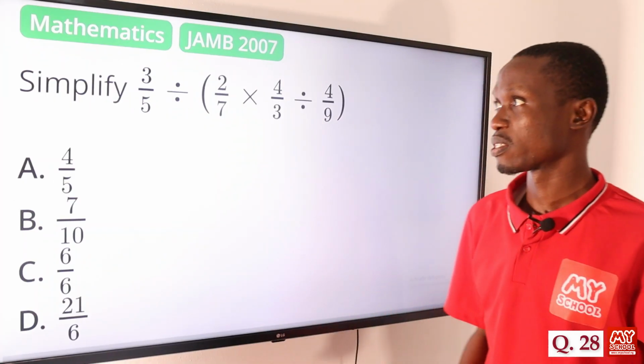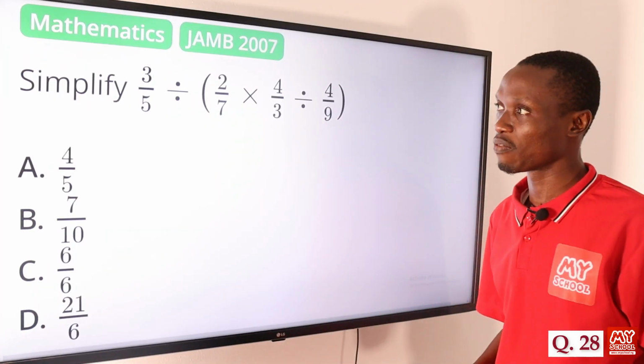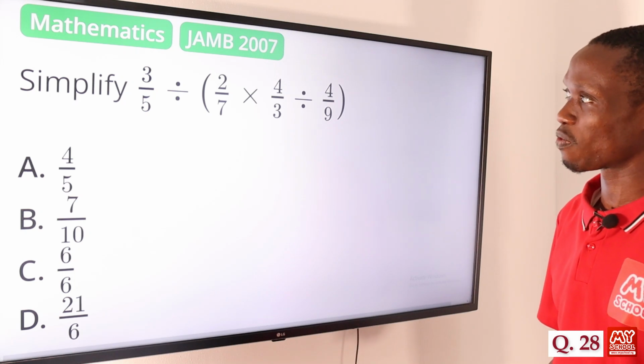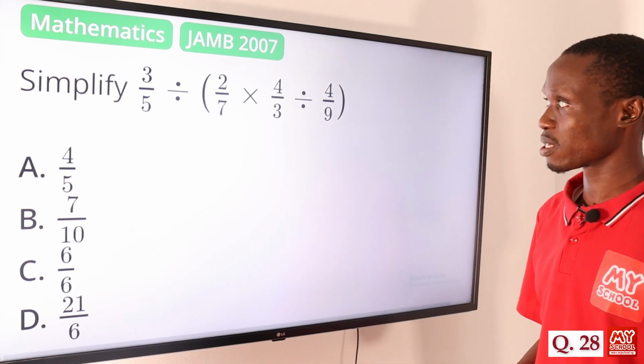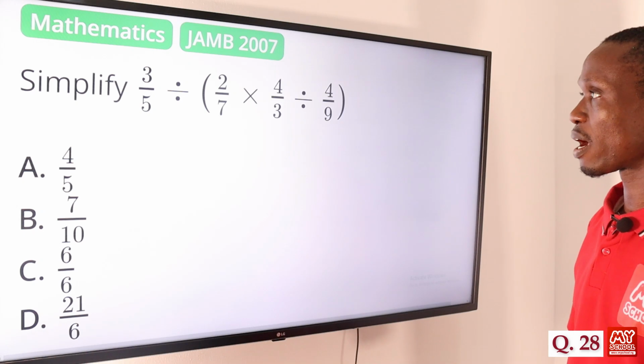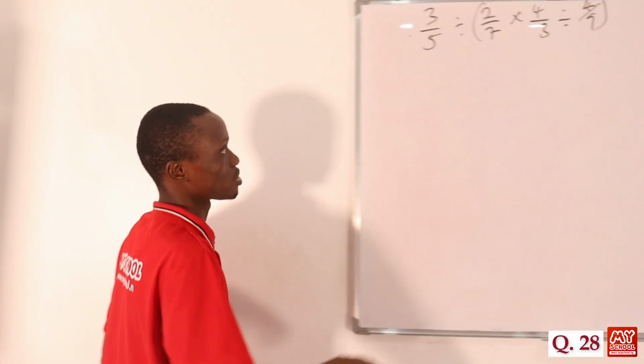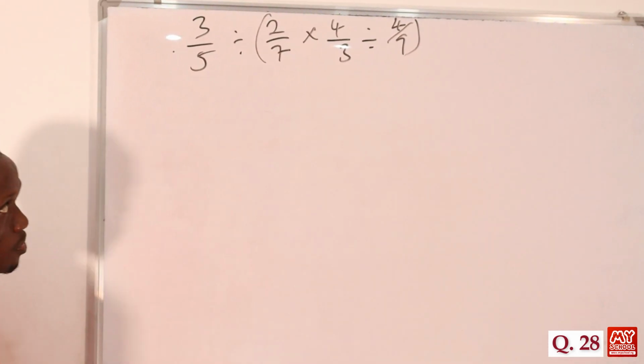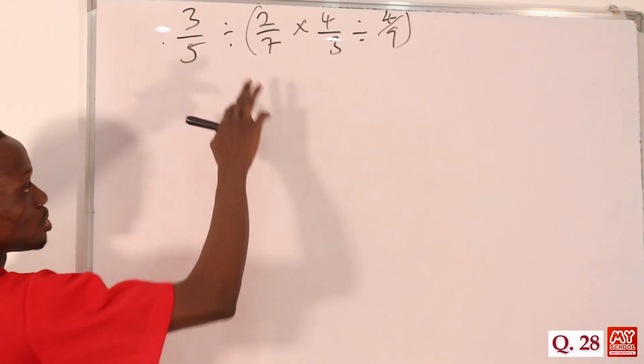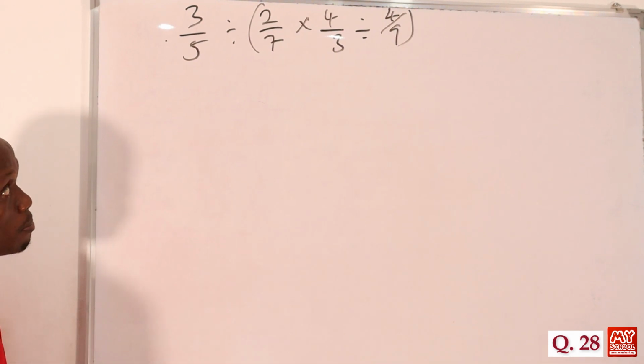Question 28. Simplify 3 over 5 divided by, bracket open, 2 over 7 times 4 over 3 divided by 4 over 9, bracket close. So let's move over to the board to simplify this question. So this is the problem that we are asked to simplify. First things first, we deal with the fractions that are in the bracket.